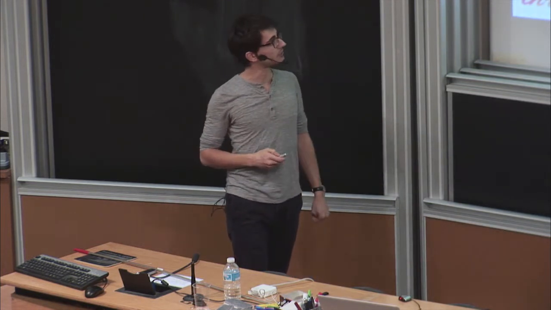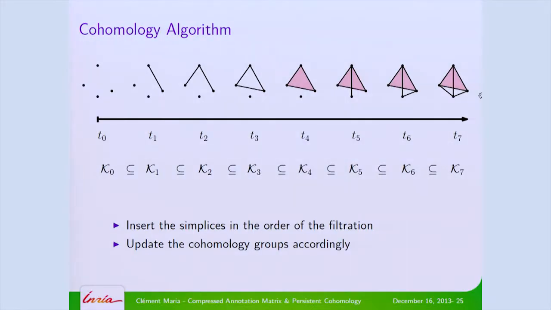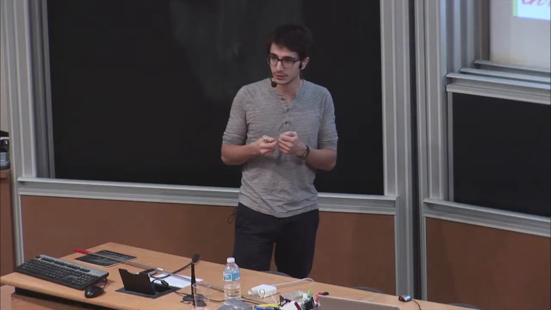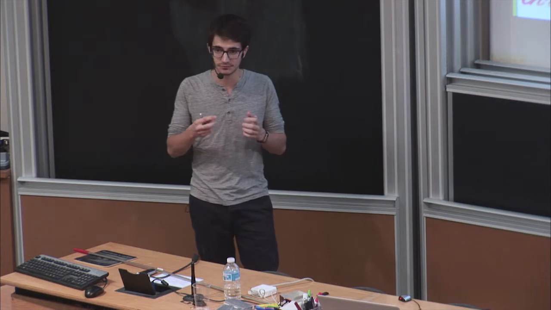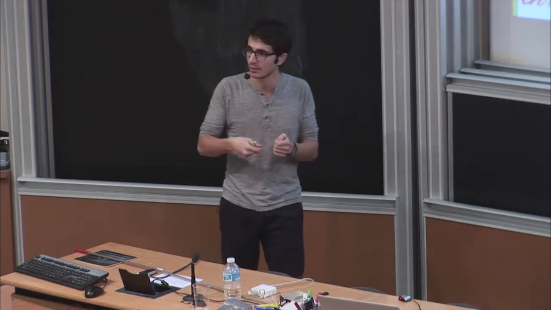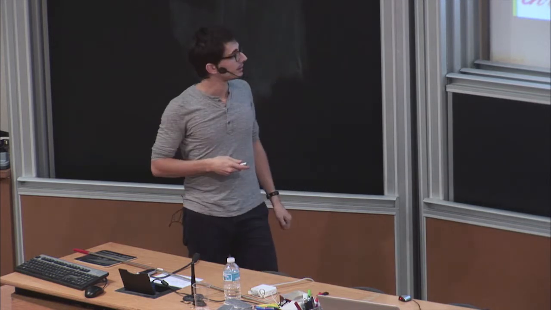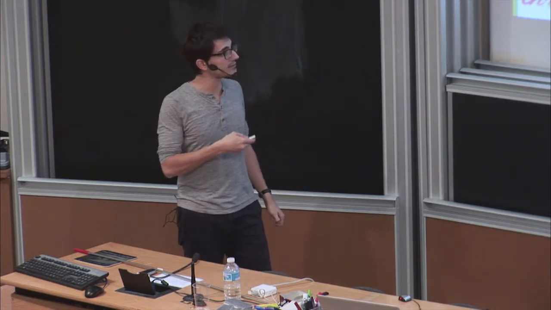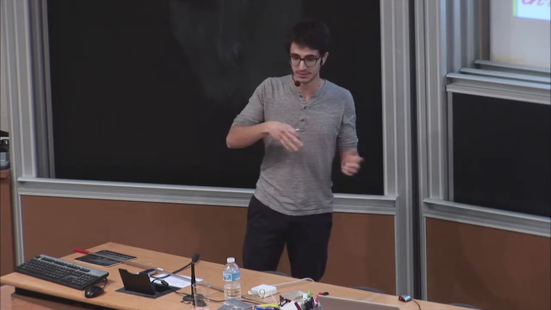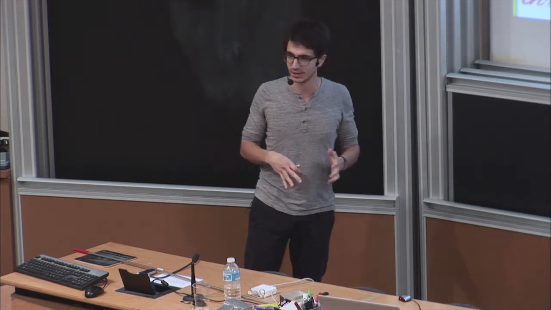Okay, so let's compute persistent cohomology. As I said before, we have a growing sequence of simplicial complexes that you can see simply by ordering the simplices of one big final simplicial complex, and you just add them one after the other. And every time you add one simplex, you have to update the homology group, because sometimes you create holes, sometimes you fill some.